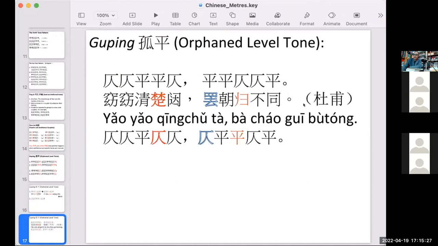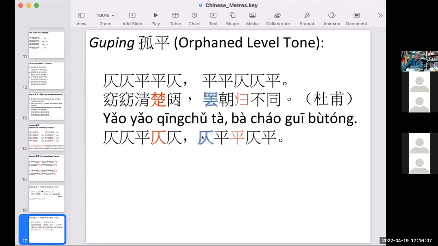Let's have another example, a poem by Tufo here. The original pattern is zi, zi, ping, ping, zi, ping, ping, zi, zi, ping. The rhyme is ping. What Tufo did is that he changed the 4th tone, which should be ping, but here, qing, chu. Chu is zi. And this is, as I said, one of the pivotal tones, the 2nd, the 4th, the 6th. So he had to make it up by changing the first ping into zi.